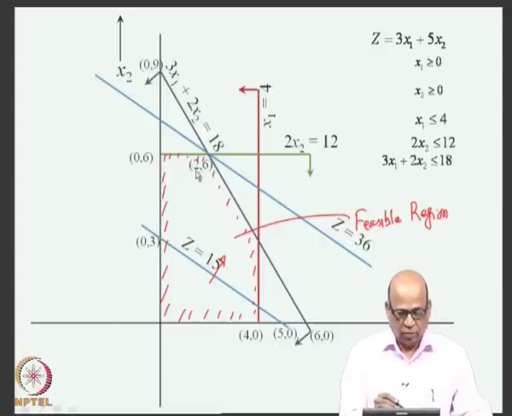How did we get this x 1 is equal to 2, x 2 is equal to 6? You look at this. This point is at the intersection of this constraint, namely 2 x 2 is equal to 12 and this constraint which is 3 x 1 plus 2 x 2 is equal to 18. So, solve for those, you will get 2 and 6 as the solution.